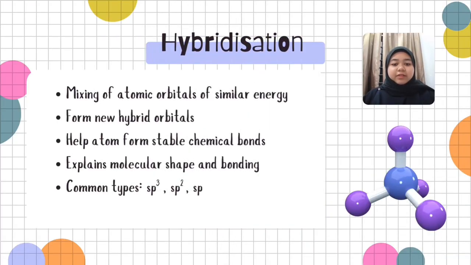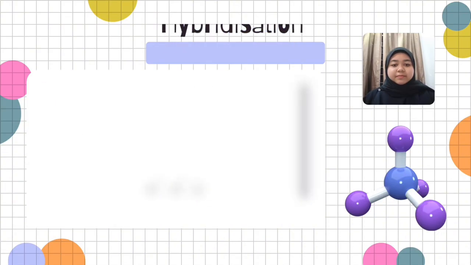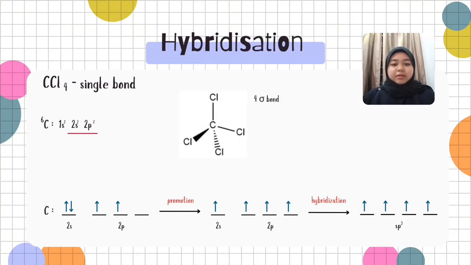Hybridization is the mixing of atomic orbitals with similar energy, such as s and p orbitals, to form new hybrid orbitals. These hybrid orbitals help atoms form stable bonds and explain why molecules have specific shapes. This is an example for hybridization.